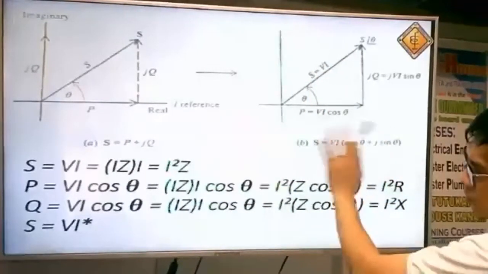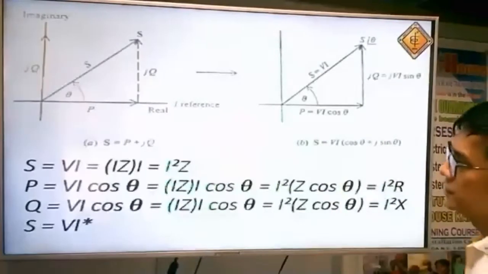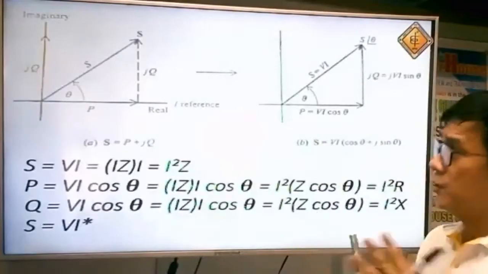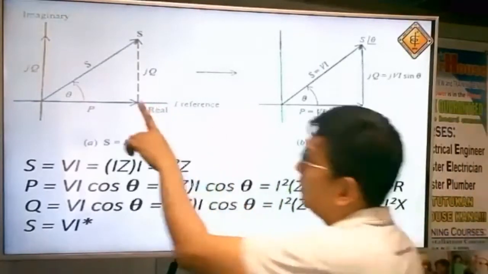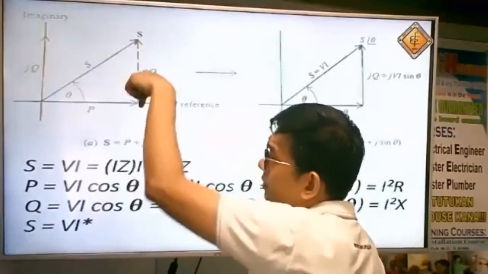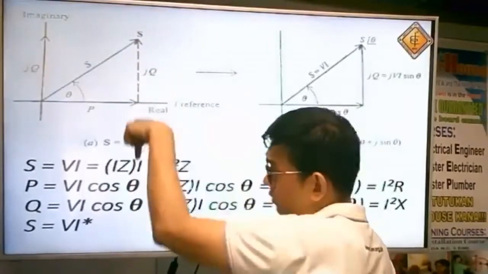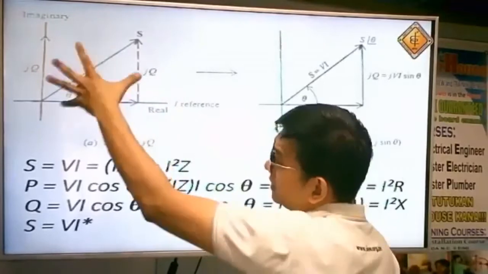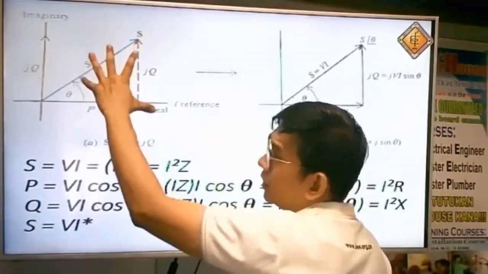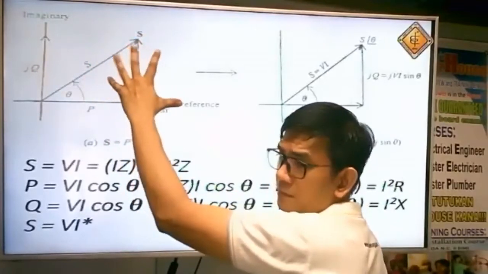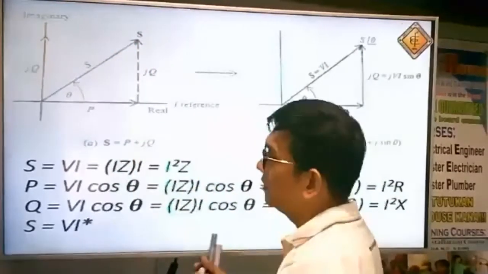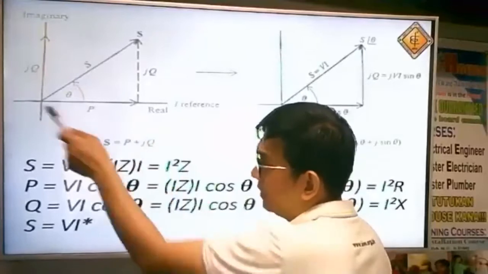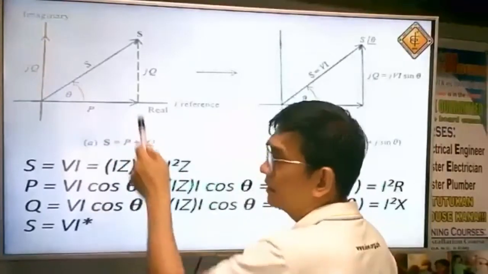If you have a negative Q, instead of having it upward, you will have negative Q downward. The one we are seeing here now is for capacitive. What about inductive? Inductive, the triangle is below.